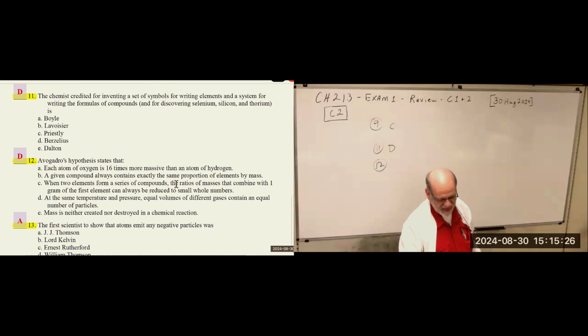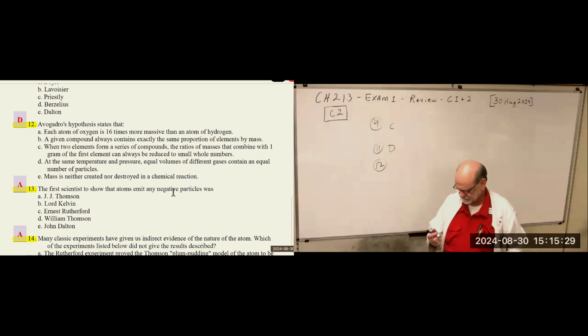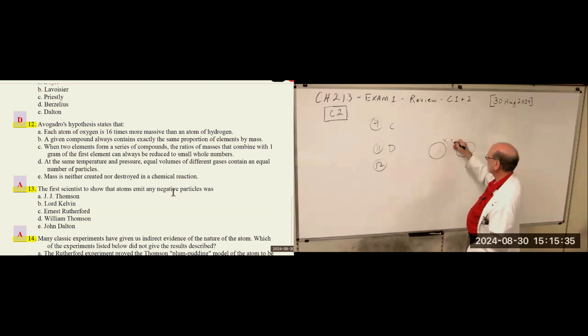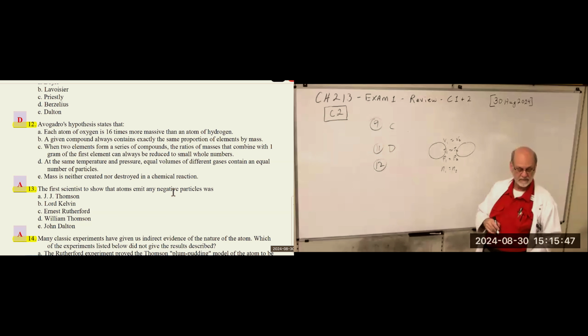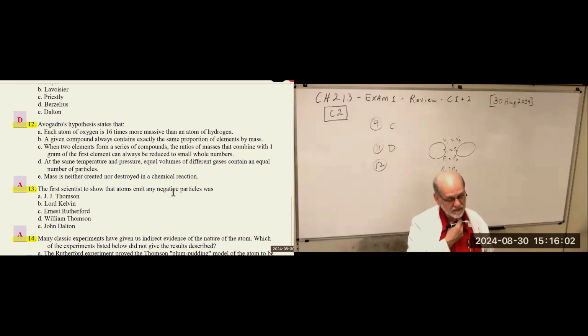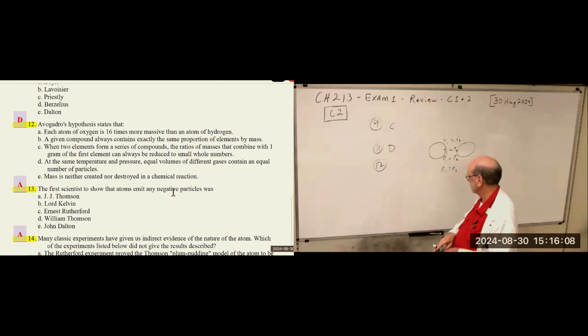And then 12, Avogadro's hypothesis states that, well, remember Avogadro's hypothesis says if you have two gases, volumes are the same, temperatures are the same, and pressures are the same, then the number of particles in each one is exactly the same. It doesn't matter what the gas is. Okay, so which one of these statements fits? At the same temperature and pressure, equal volumes of different gases contain equal numbers of particles. D. Yeah, D is the best for that one.